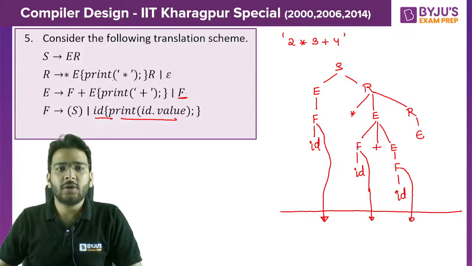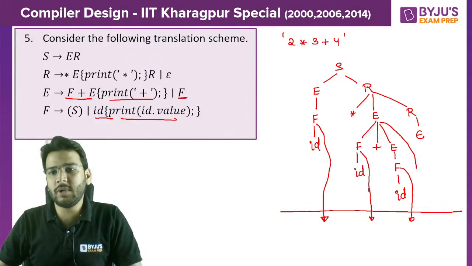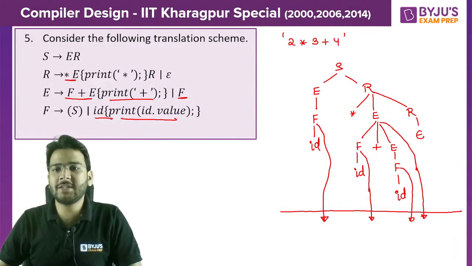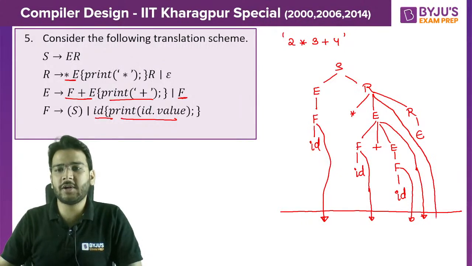What else? After E, in F plus E, there is print plus. That means one translation will be there. Just write below. Then after star E, in between you have print star also. That means here I'm going to have one translation. This is the final translation.